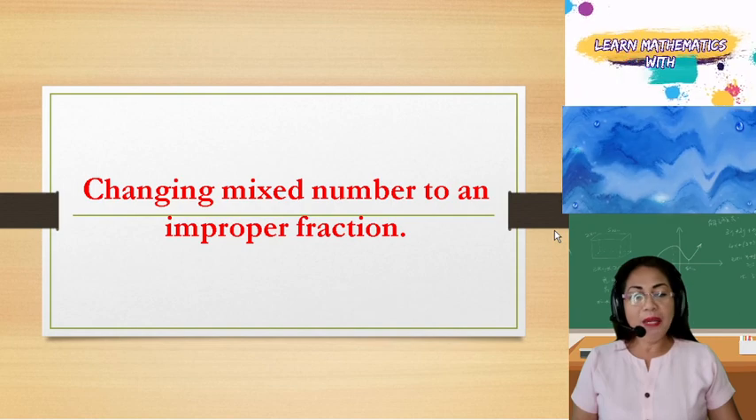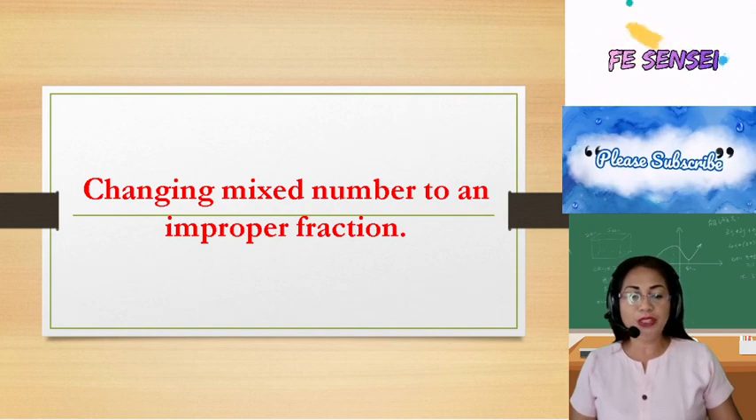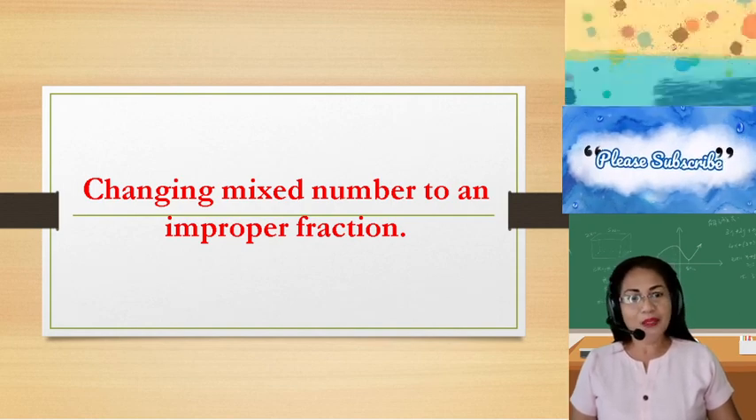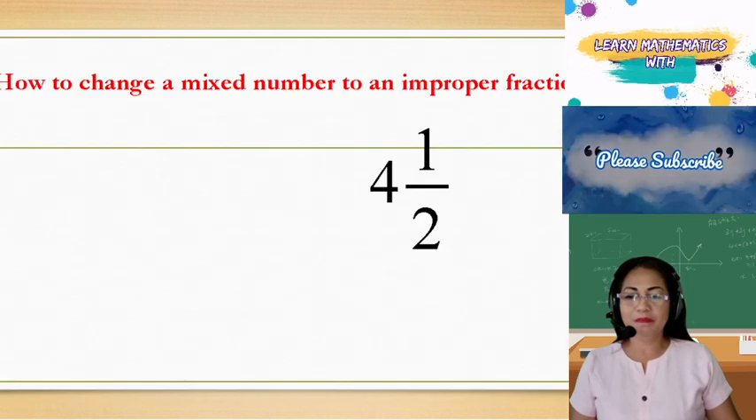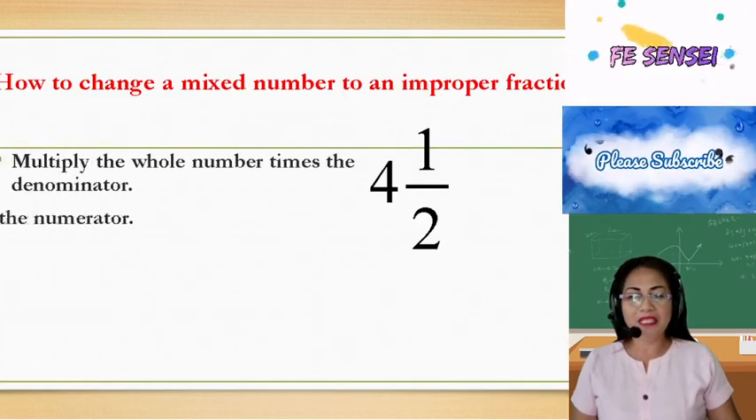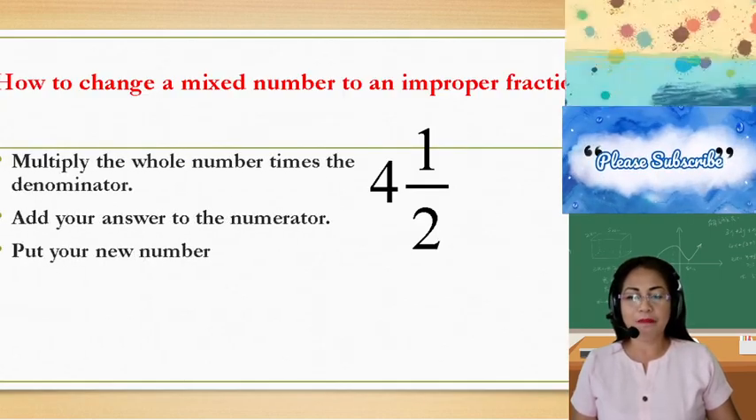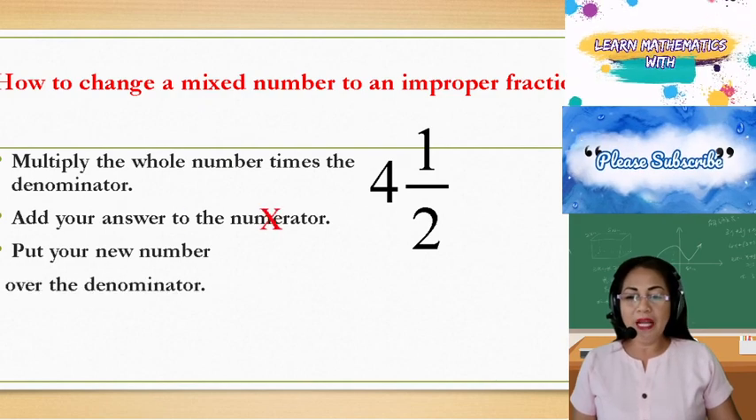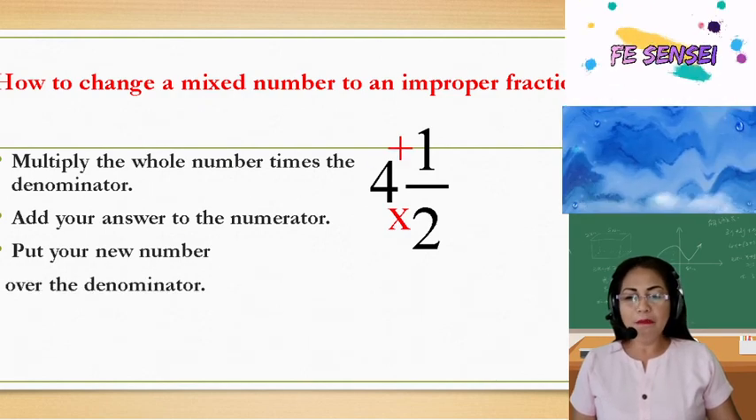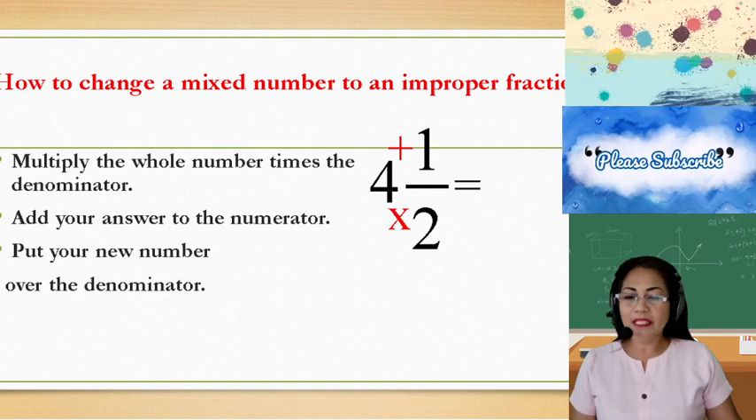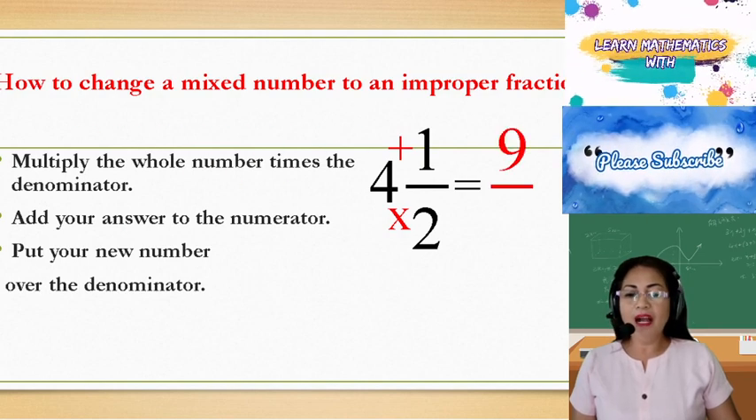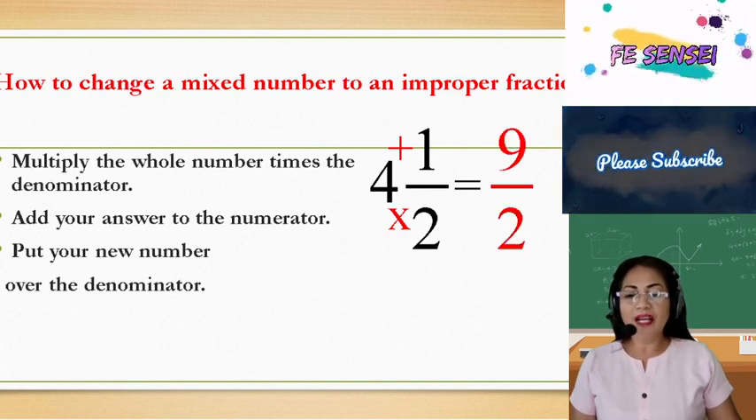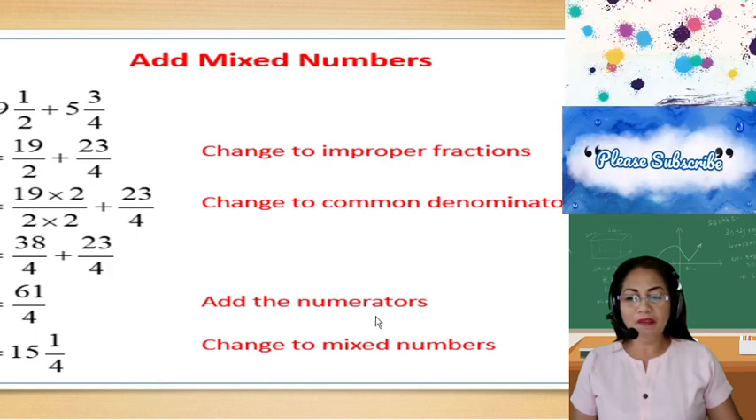Now, we're going to study how to change a mixed number to an improper fraction. How to change a mixed number to an improper fraction? Multiply the whole number times the denominator, then add your answer to the numerator.